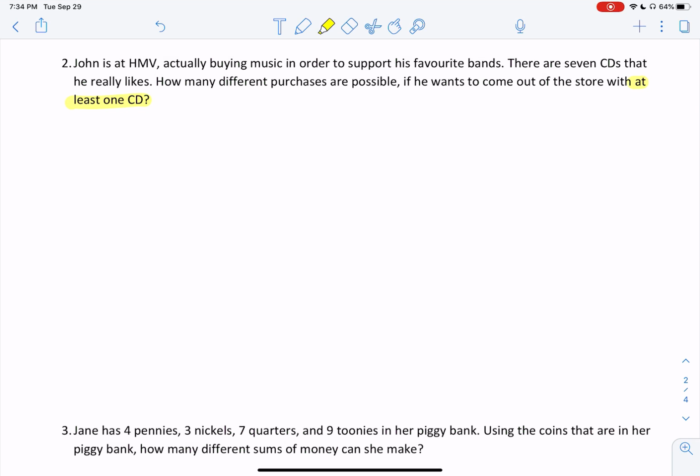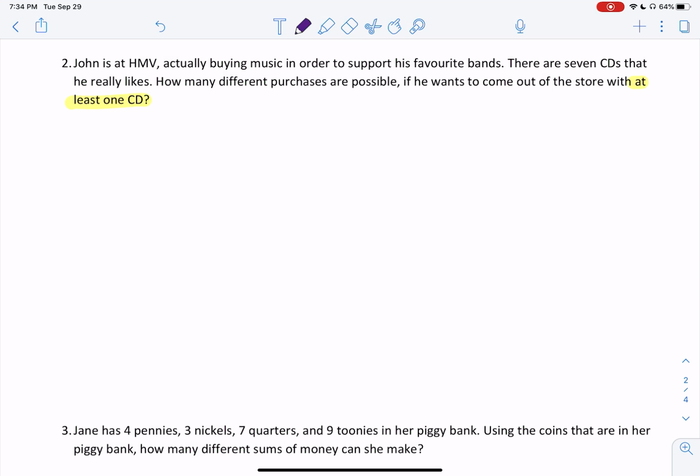Now, if I think about my options for purchases, and I'm looking at CD number 1, I could either purchase CD number 1 or leave it on the shelf. Same with CD number 2. I could either purchase it or leave it on the shelf. So this is an example of our binary choice. I can pick CD 1 or I can leave it, and I can do that for all 7 of my CDs.